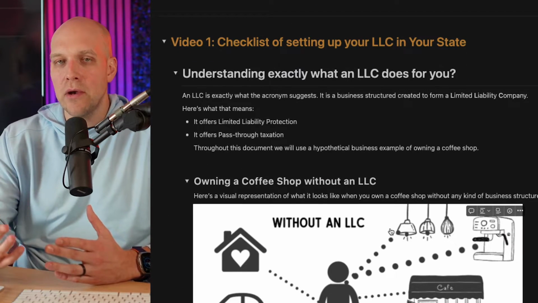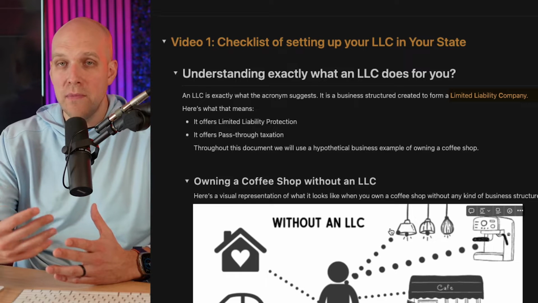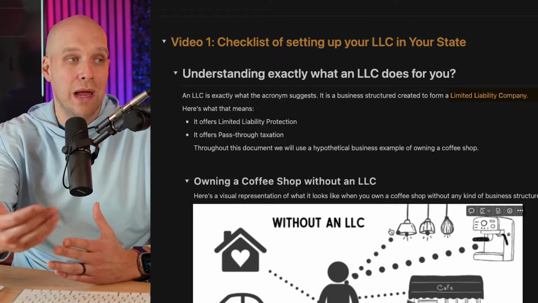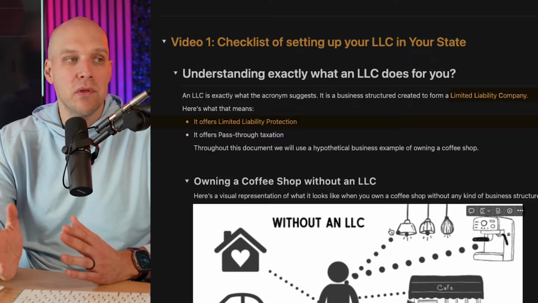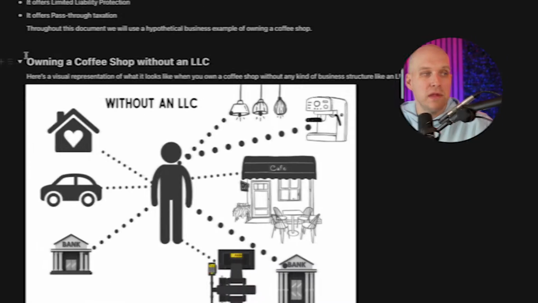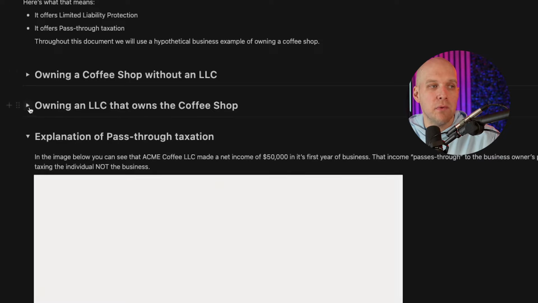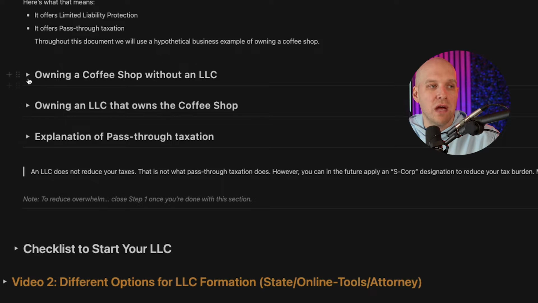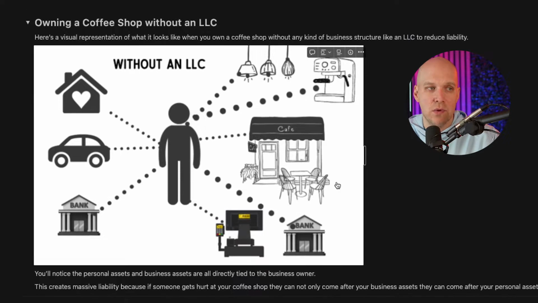It's an acronym that stands for Limited Liability Company, and that's what it's meant to do, to limit your liability. It offers limited liability protection and also pass-through taxation, which we're going to explain right now. This drop-down is an example of owning a coffee shop without an LLC. What does that look like?